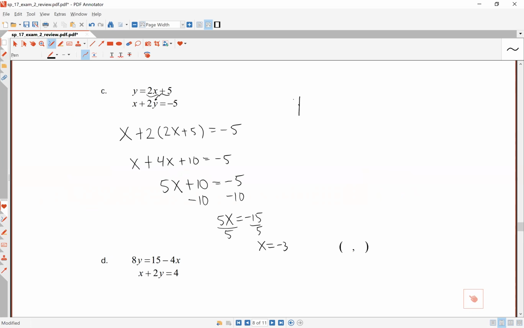Substituting that back into y equals 2x plus 5, y is 2 times negative 3, which is negative 6, plus 5, which is negative 1. I think that's the solution. Check it back into the second equation, x plus 2y. That's negative 3 plus 2 times negative 1, which is negative 5.